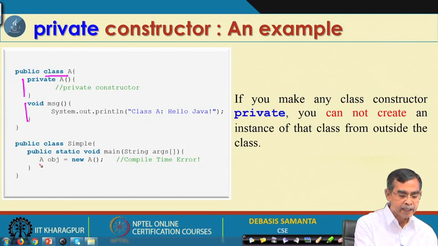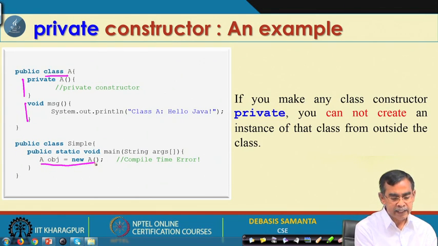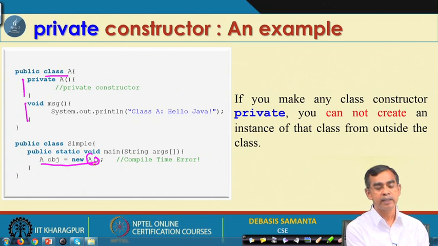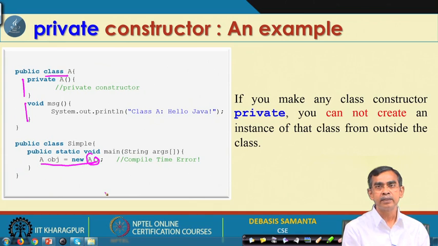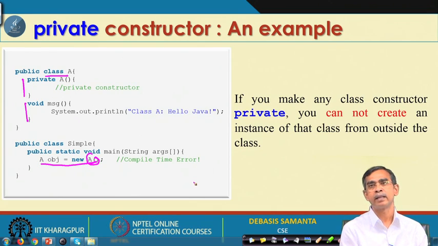Now, if you create an object, then the constructor will be called. When the constructor is called in this case, as it is private, it cannot be executed from anywhere. So, this will lead to a compilation error. That means, if you declare a class as public, but its constructor as private, then no one can create any object of that class.